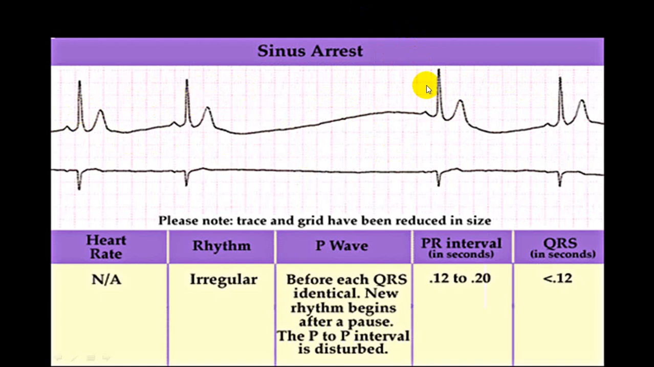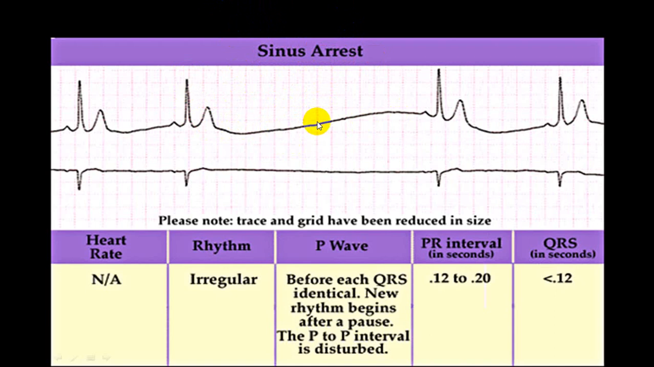But this is irregular. Now if you see here, there is no P wave, no QRS complex. It means the sinus node has not discharged any electrical impulse, and there is a beat gap. So we call it sinus arrest or sinus pause. This is very typical of sinus node disorders.